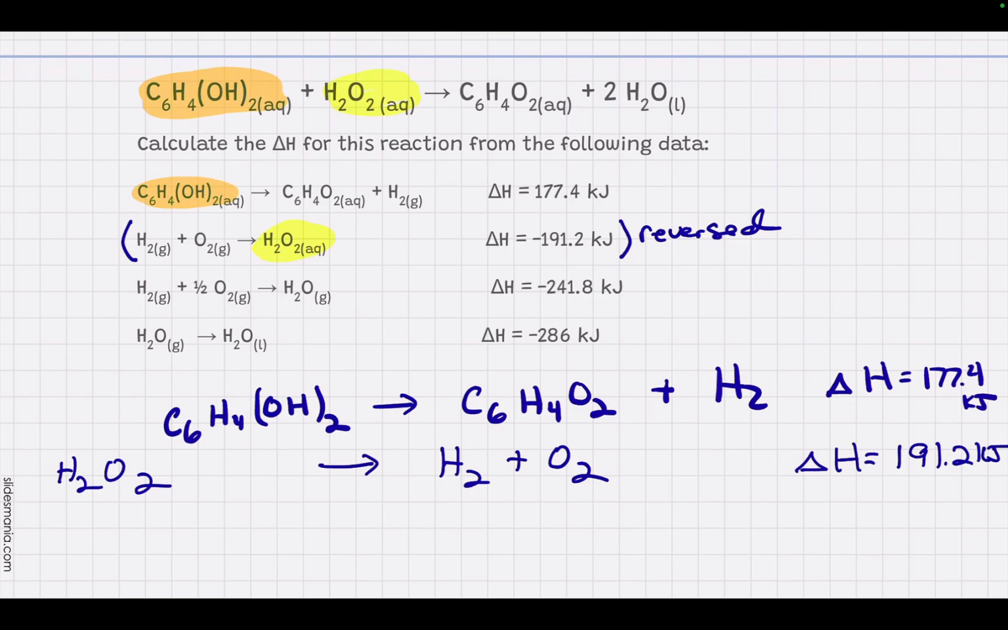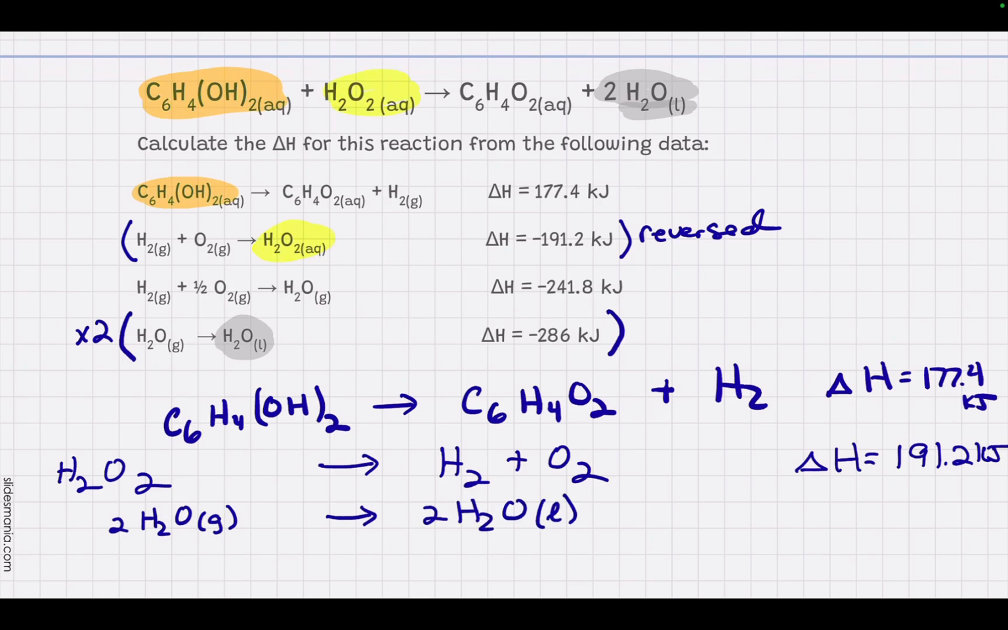Next thing, I would try to pair up the liquid water. So there's a few waters here. You have to really be careful of the state of matter. So I'm going to pair that with this one. And the liquid water is on the correct side, so I don't need to reverse, but I do need 2 moles of it. So I'm going to multiply this whole reaction times 2. So I would have 2 water. Now I'm going to keep track of the state of matter because you'll see that it matters. So my delta H value is now going to be multiplied by 2, which would be negative 572 kilojoule.